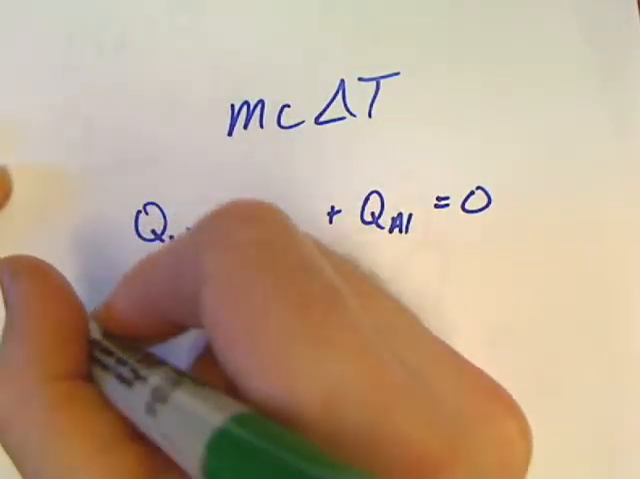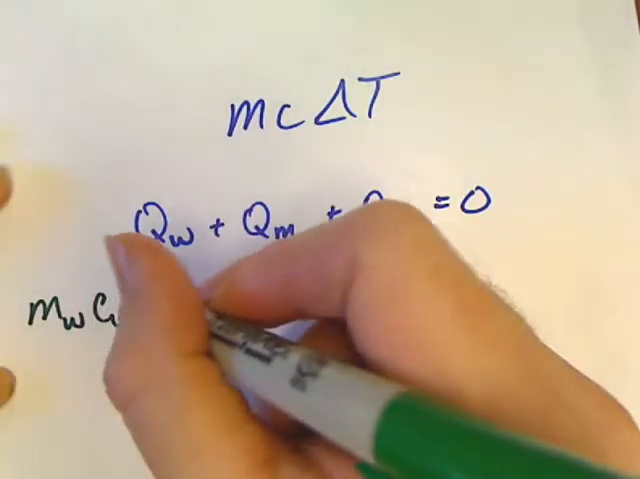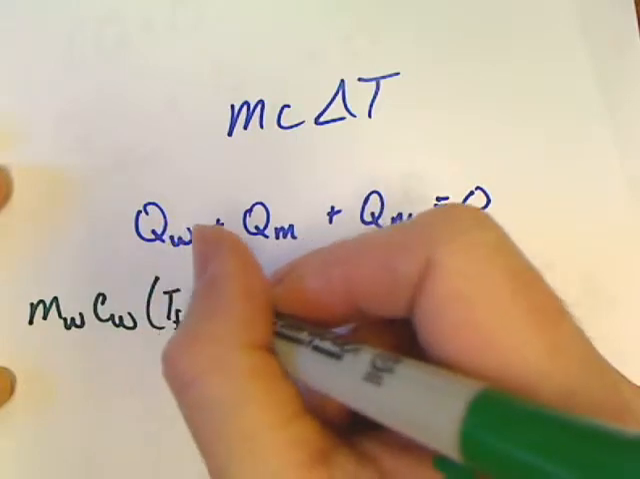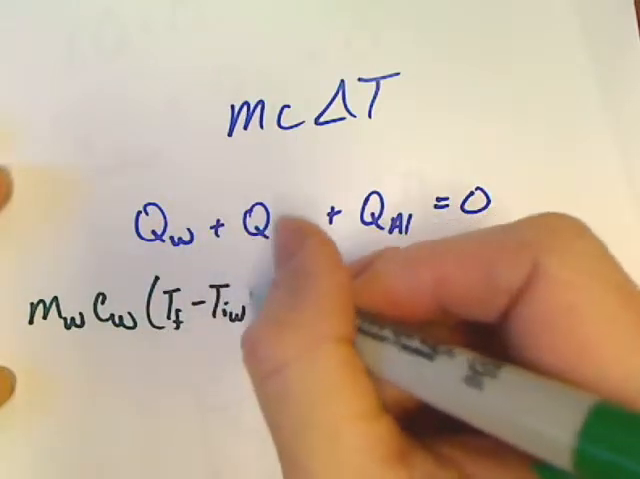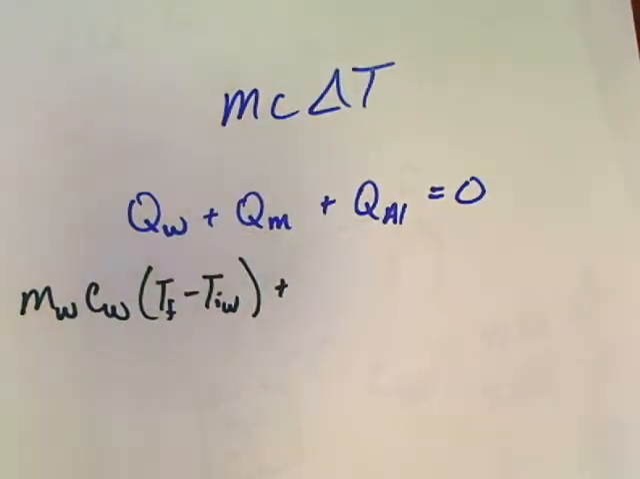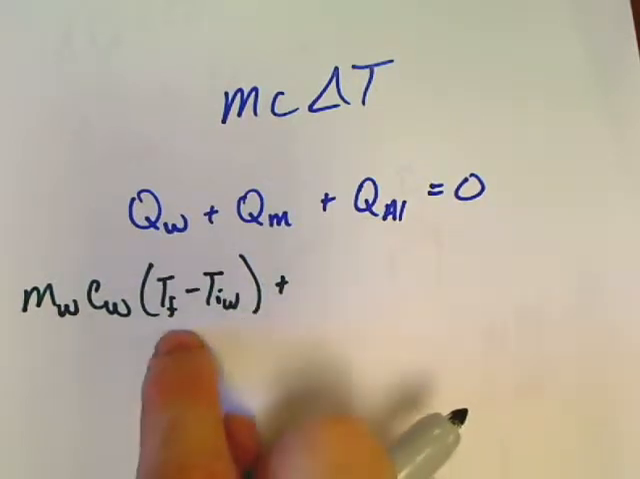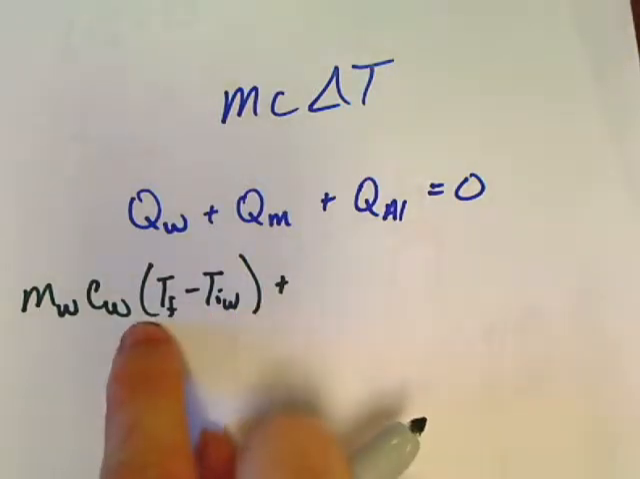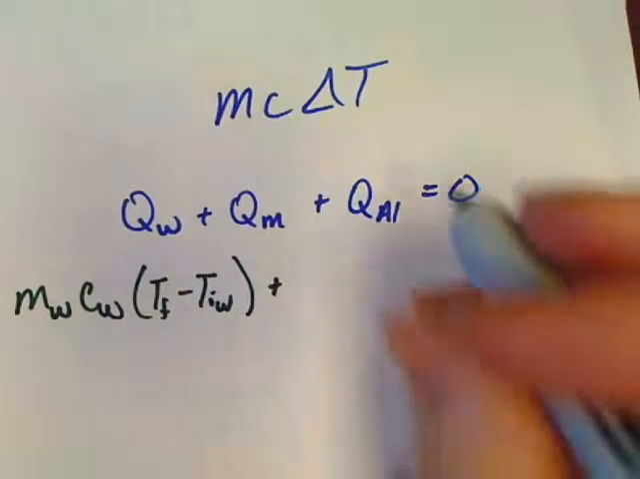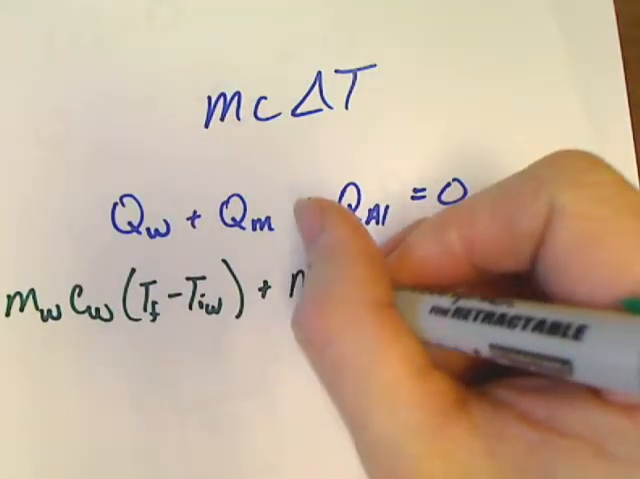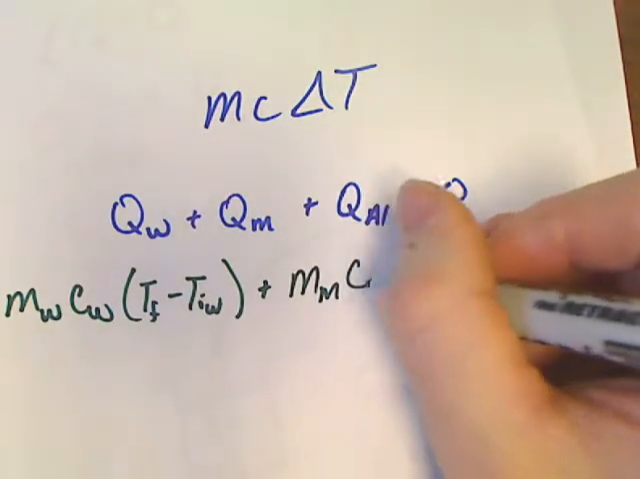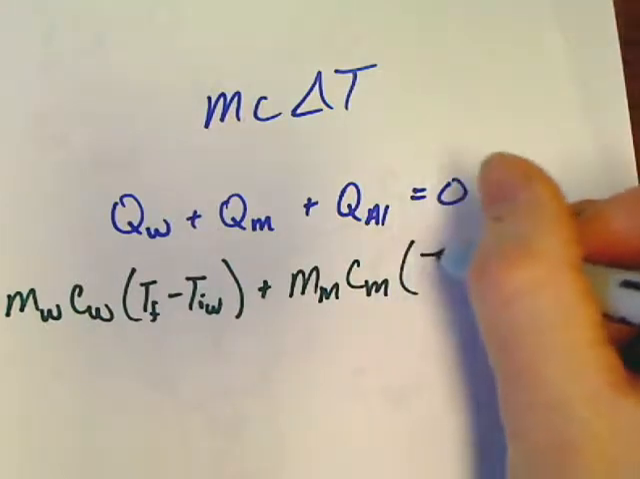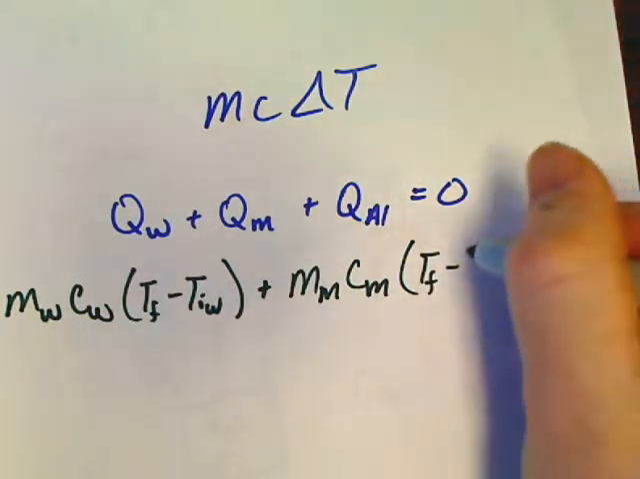I would have an M water, C water, TF minus TI water, plus, now, I know you're looking at this and you're going, hey, you forgot to put a W at F. You put a W on everything, but you forgot F. You're right. I know I forgot to. I'm intentionally not doing it. So now I'm going to put an M metal, a C metal, TF minus TI metal.